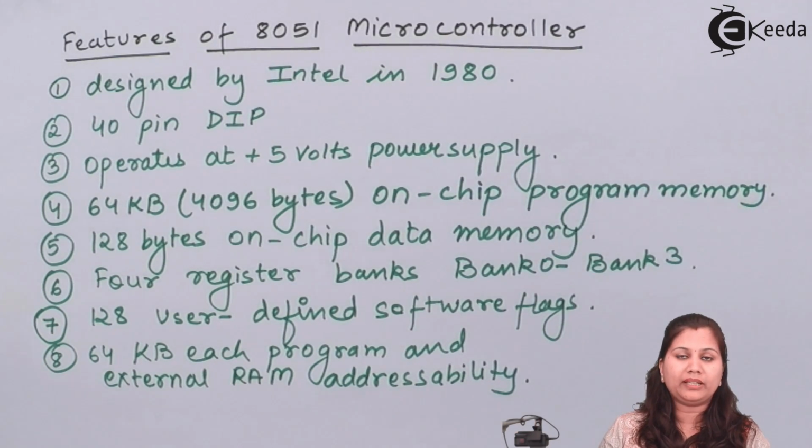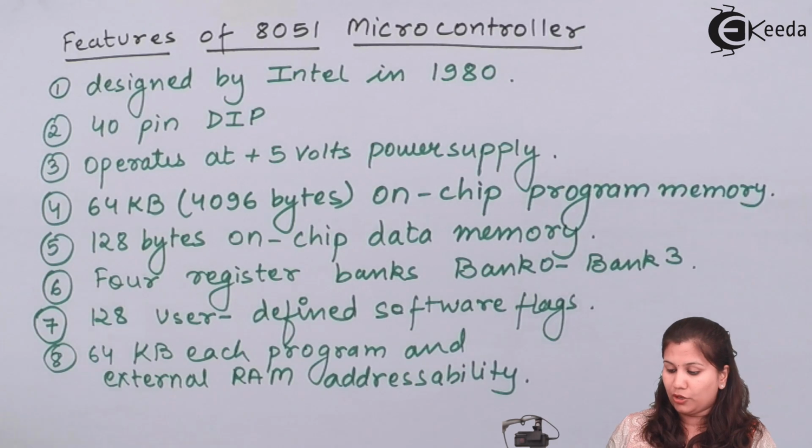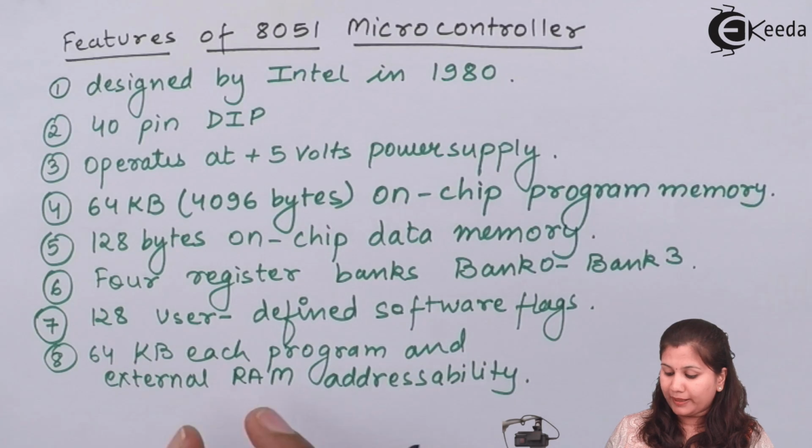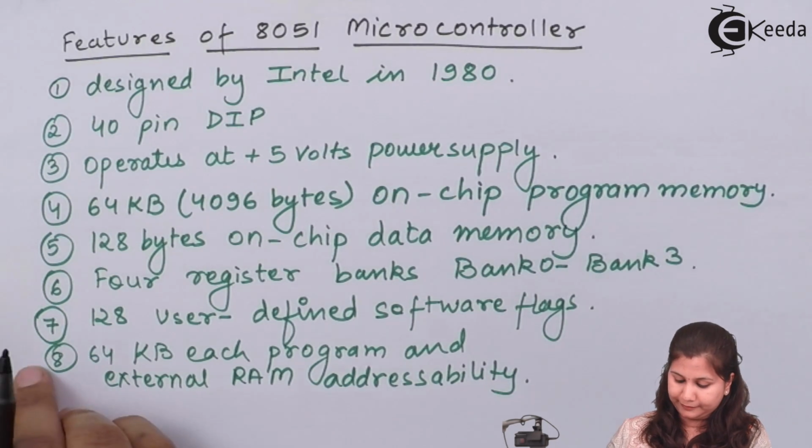Now for memory, we have various addresses. Whenever we want to address or use the memory, we will have to address the memory locations. So in 8051, we have 64 kilobytes each of program and external RAM addressability. It means the 64 kilobytes of program memory and the external RAM memory can be addressed. We have addresses for the memory locations.